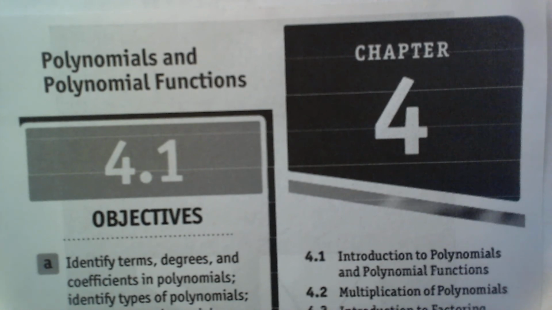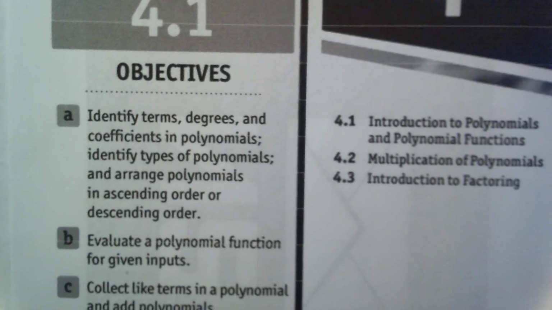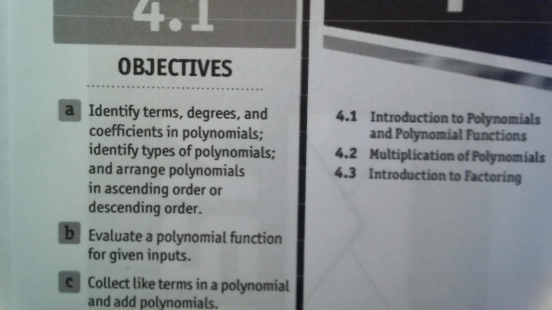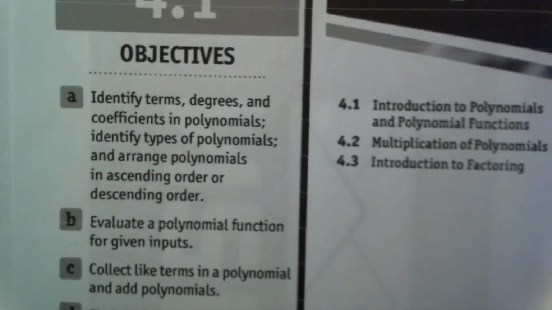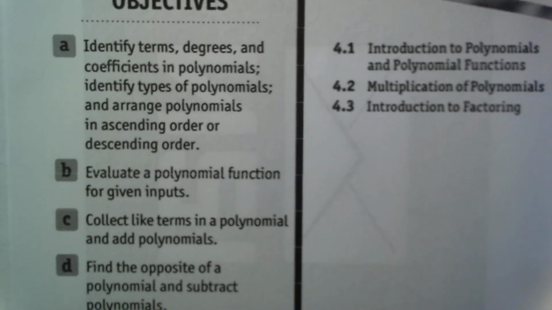So the objectives for the first section of 4.1 is to identify terms, and there are lots of them, degrees and coefficients in polynomials, and the types of polynomials, and how to arrange polynomials in ascending and descending order. We're going to learn how to evaluate the polynomial function for given inputs. Then we talk about like terms and collecting like terms in a polynomial, and then how to add polynomials, and also how to subtract polynomials. So these are the objectives here for section 4.1.